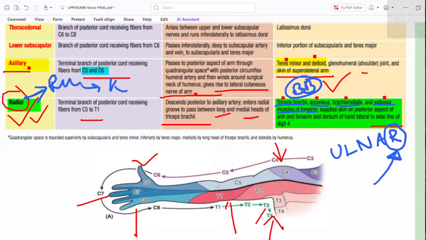The flexors of the forearm are supplied by the median nerve, except the extensors. It supplies the skin on the posterior aspect of the arm and the forearm, the dorsum of the hand, and lateral to the axial line of digit 4. So mostly the radial nerve originates from the posterior, gives supply to the posterior, and goes to the posterior.